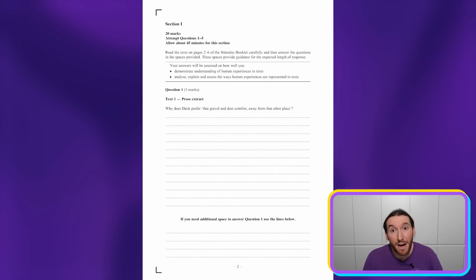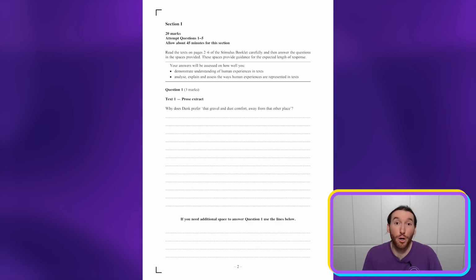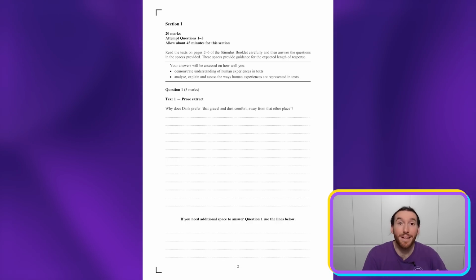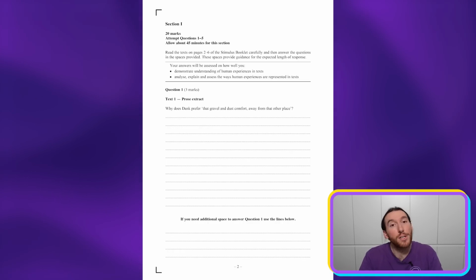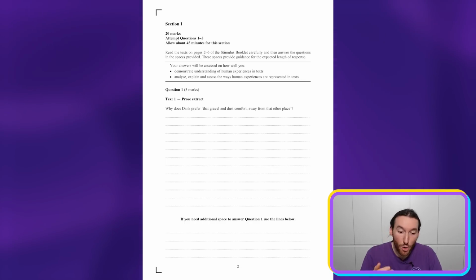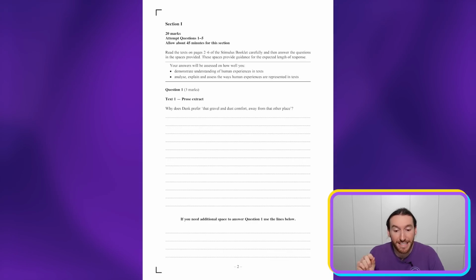Now that we've looked at the marks and we understand the structure of the exam, we understand the questions that need the most time, like the 5 marker, and the questions that need a little bit less time, like the 3 marker, we can get into our question breakdown. So I'm still not looking at the text, I'm breaking down the question. So question 1, I want to find the keywords of the question. Why does Denk prefer that gravel and dust comfort away from that other place?